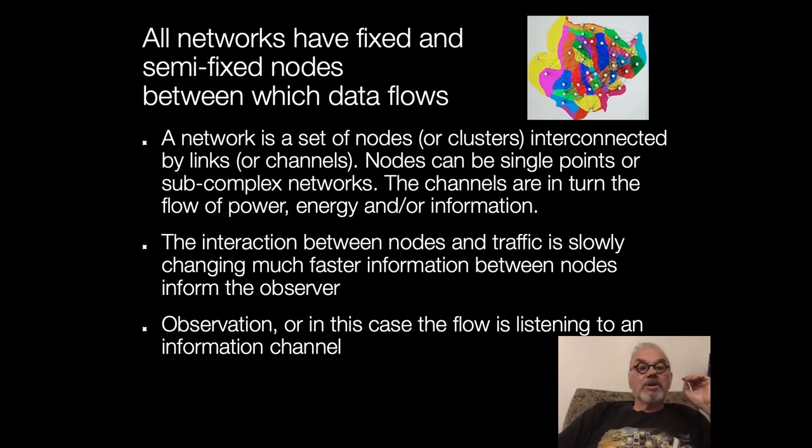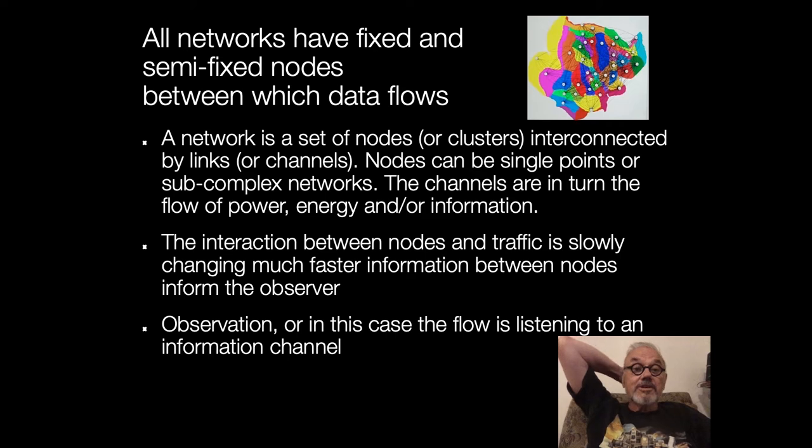So all networks have fixed and semi-fixed nodes between which the data flows. A network is a set of nodes or clusters interconnected by links or channels, and the nodes can be single points or sub-complex networks. It's something like the Hub, which I'll talk about in a little bit. Each individual composer has their own network going to play the music, and then that network is connected out to the other guys, just like the League stuff I showed earlier.